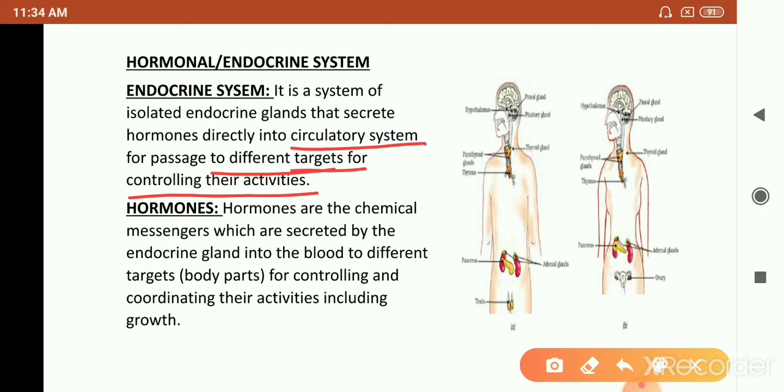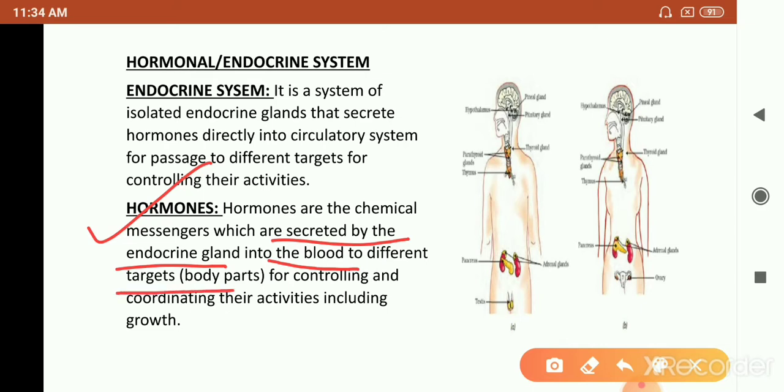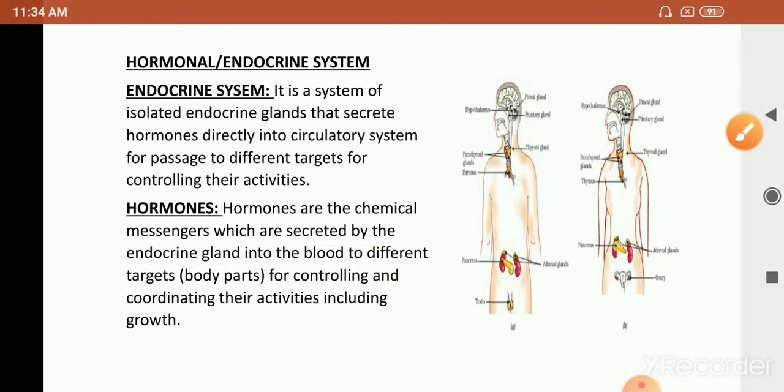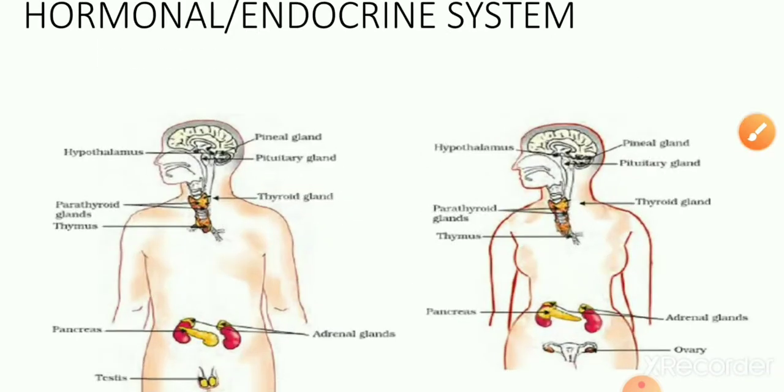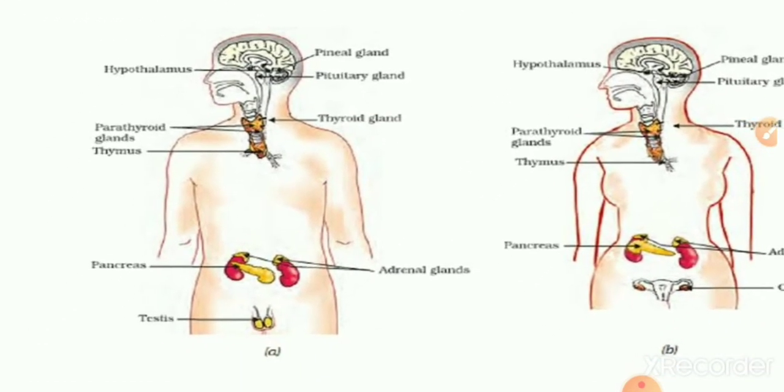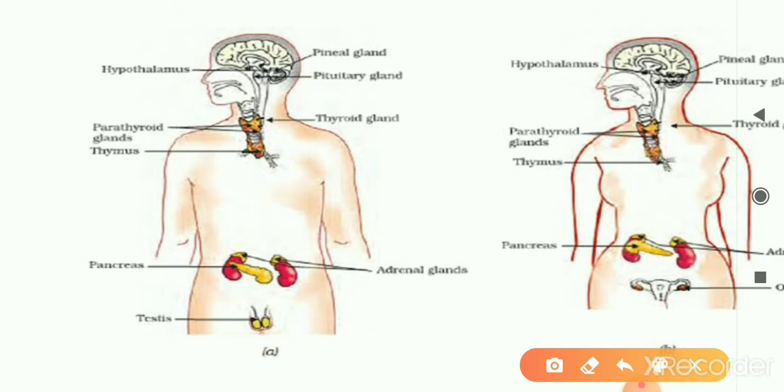and what hormones they secrete and what is the function. Now hormones are the chemical messengers or information molecules that are secreted by endocrine glands and are poured directly into the blood so that they can be taken to different body parts called targets for controlling their various activities, including growth and development of the body. So this diagram, as I said, shows the location of different endocrine glands present in our body.